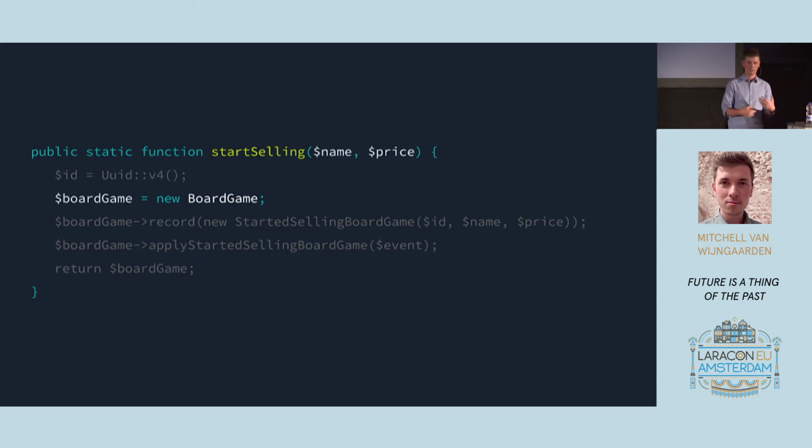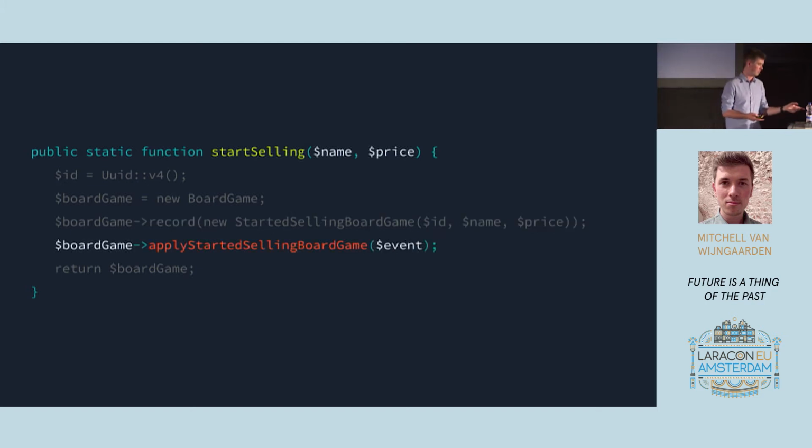So then we initialize the board game, and this is because I have set the constructor of this class to private. So the only way to initialize this class is through our static function, through our named constructor, right? Called board game, or called start selling. So then we record the event, and the event is started selling board game. Again, very simple. It's just a simple sentence, and it takes all the information that we need. And when it's recorded, we apply the event.